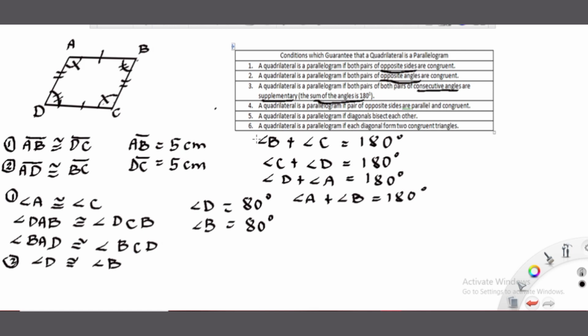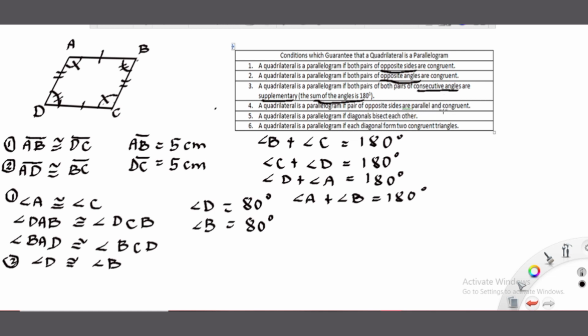Alright? So I hope that you remembered everything, because when you know all of these conditions, you will be able to identify the different parts of a parallelogram. Let's have condition number 4. A quadrilateral is a parallelogram if a pair of opposite sides are parallel and congruent.